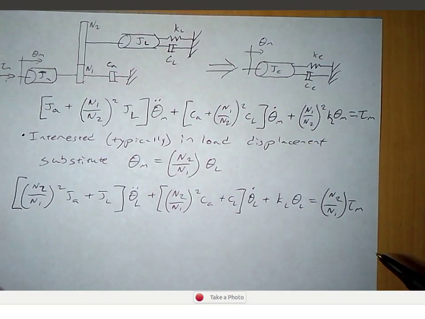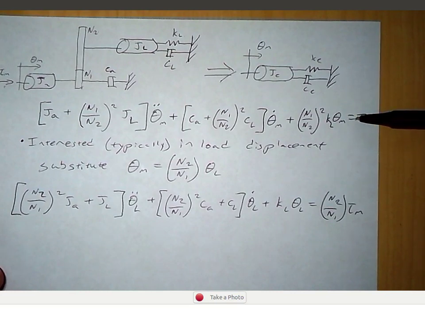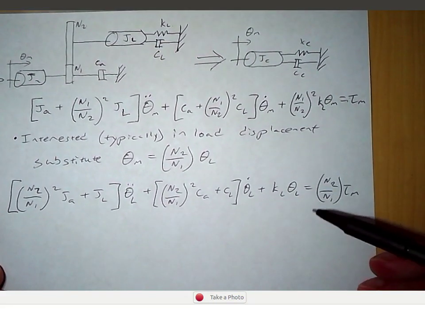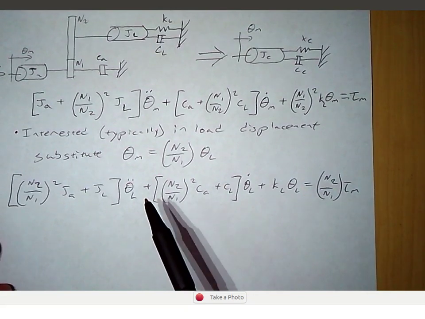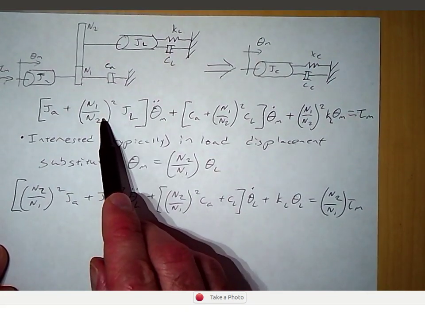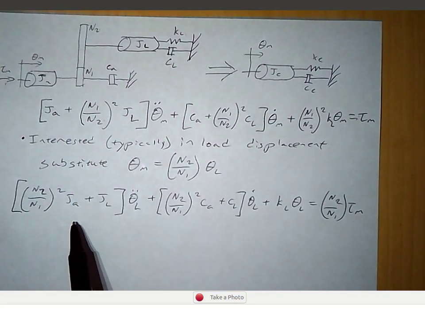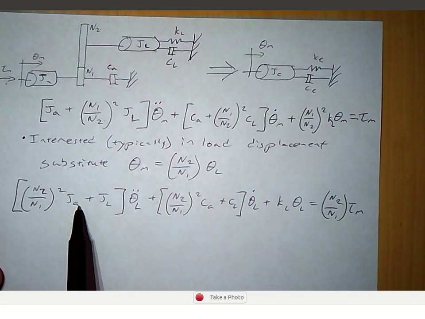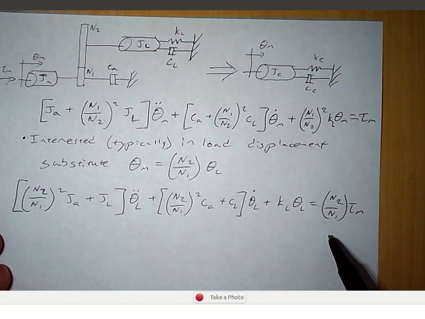So you can see here the differential equation if we're interested in the displacement of the motor shaft, or the differential equation if we're interested in the displacement of the load shaft. The difference is that for the motor shaft we're reflecting the load impedances, and for the load shaft we're reflecting the motor impedances, JA and CA. And also the motor torque is magnified by the gear ratio.